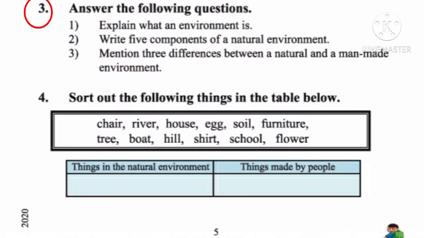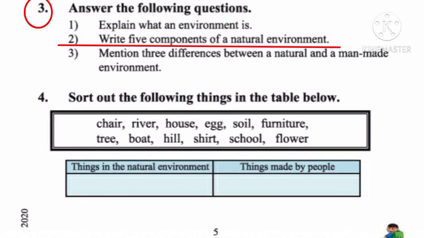Now, number 3, answer the following questions. Number 1, explain what an environment is. Yes, we all know what our environment is. All the things around us are called an environment. Number 2, write 5 components of a natural environment. We all know the names of the elements of our natural environment. So, 5 components of a natural environment are trees, soil, air, water, grasses, etc.